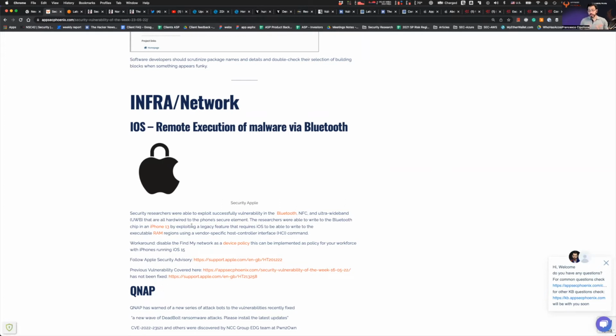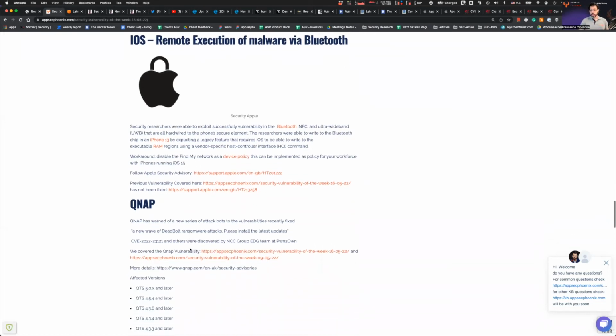So it was a particularly interesting one, and the Bluetooth NFC chip is actually hardwired to a lot of other security components. A workaround was recommended by Apple before remediating the vulnerability, and the vulnerability has been remediated in the latest iOS 15 release. The workaround was disabling Find My Phone, and this can be deployed also as a policy.